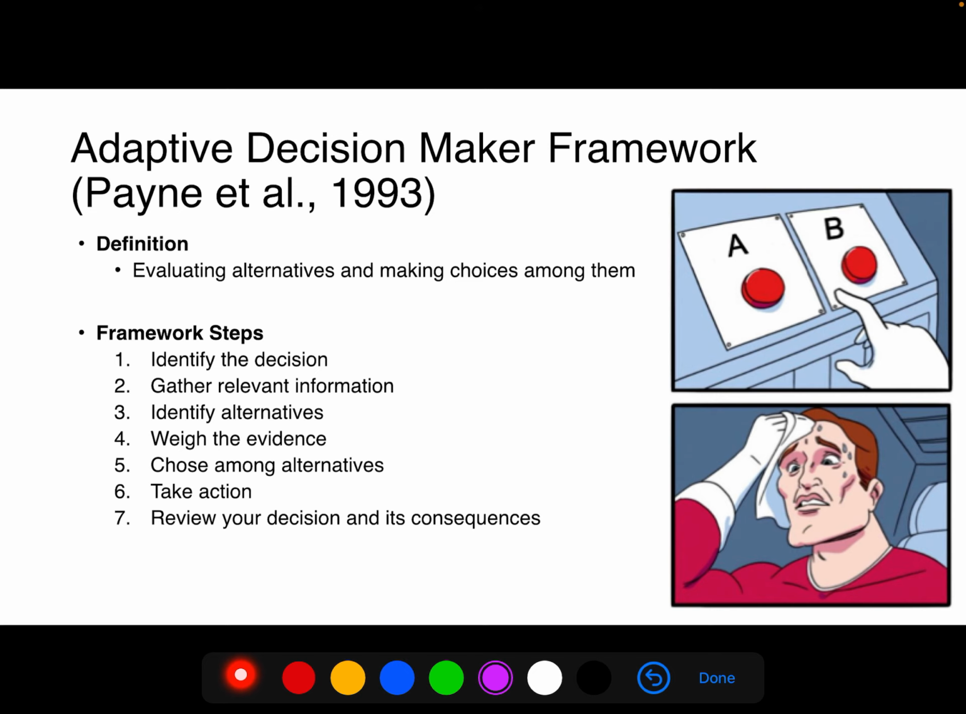So the adaptive decision maker framework is evaluating alternatives and making choices between them. The framework steps are: identify the decision, gather relevant information, identify alternatives, weigh the evidence, choose among alternatives, take action, and review your decision and its consequences. This seems like a lot of atomistic steps, but if you break down any decision that you've made, even the simplest one, you are doing these steps in some fashion. That's why we said it can be as small as we want, or it can expand to accommodate whatever we need.